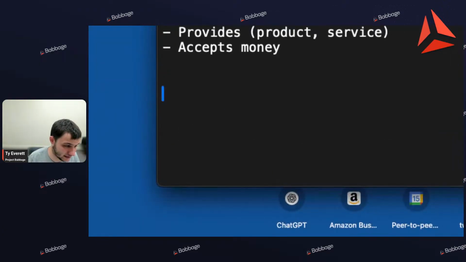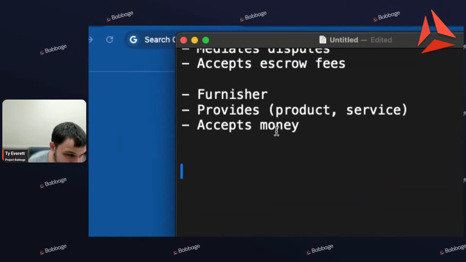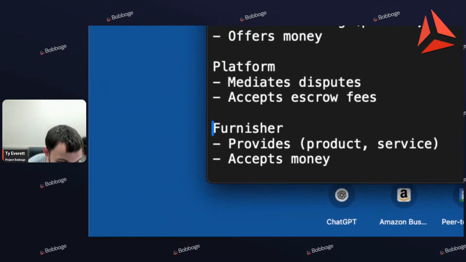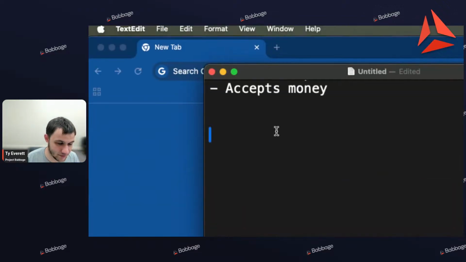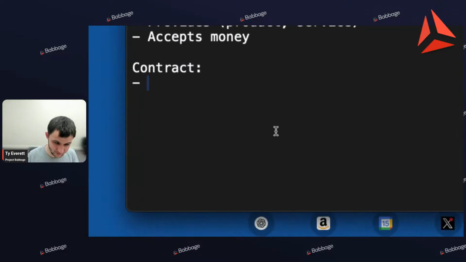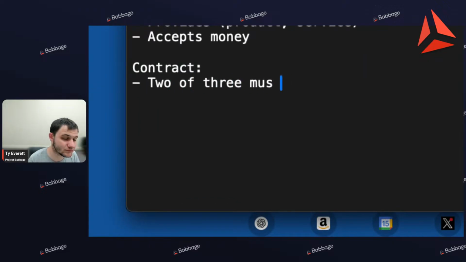So a contract. Oh wait, why is there a little dash right here? That's not right. Okay, that's a fundamental entity. Then there's a contract. The contract might say something like, 2 of 3 must agree, only because that rhymes. 2 of 3 must agree.